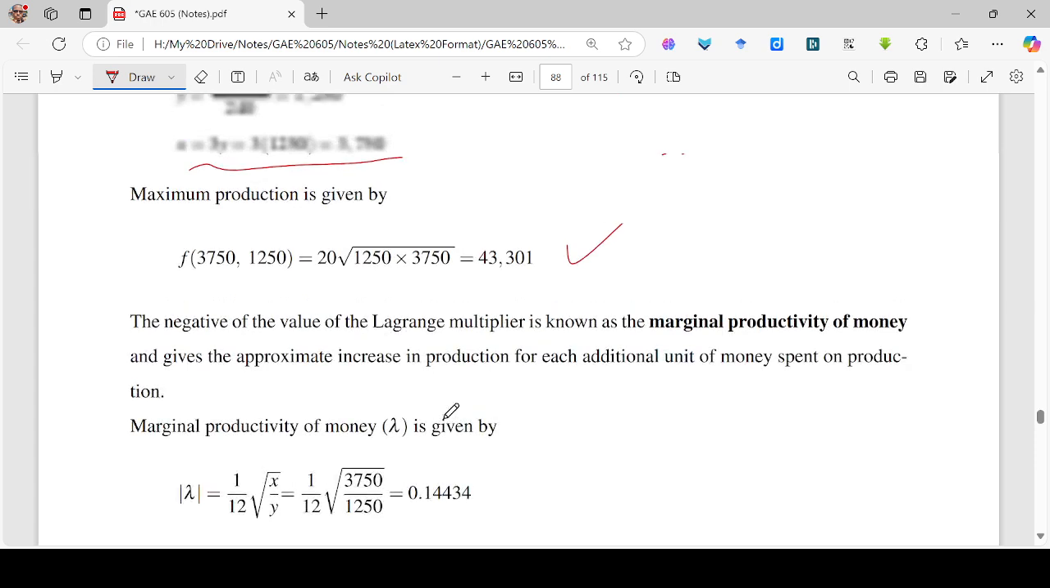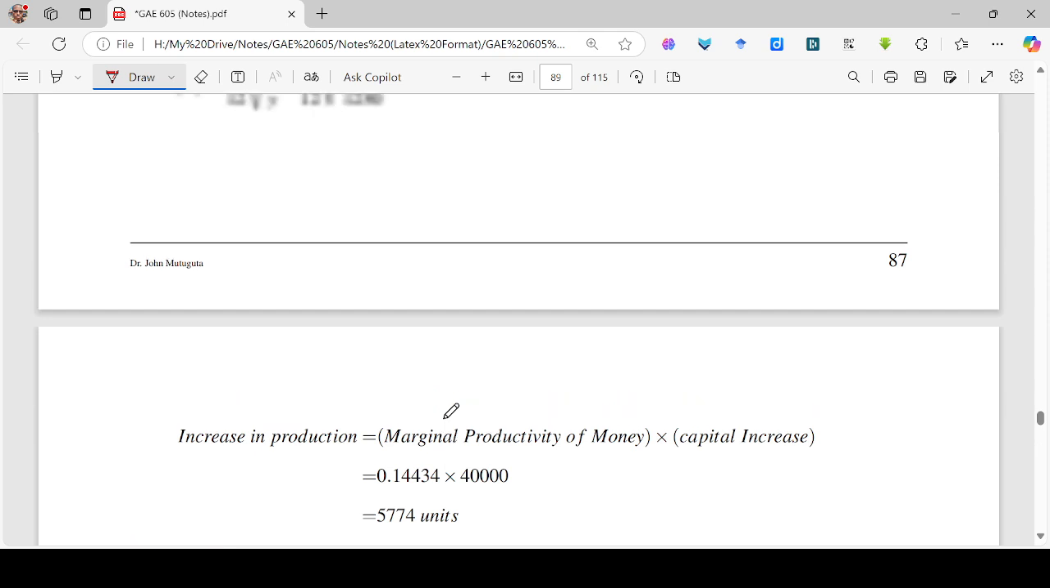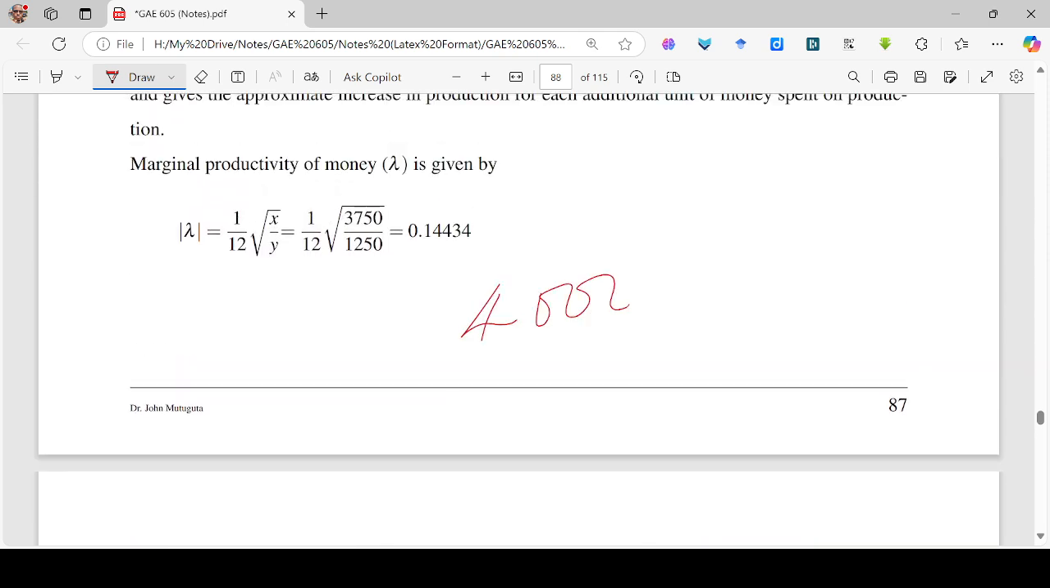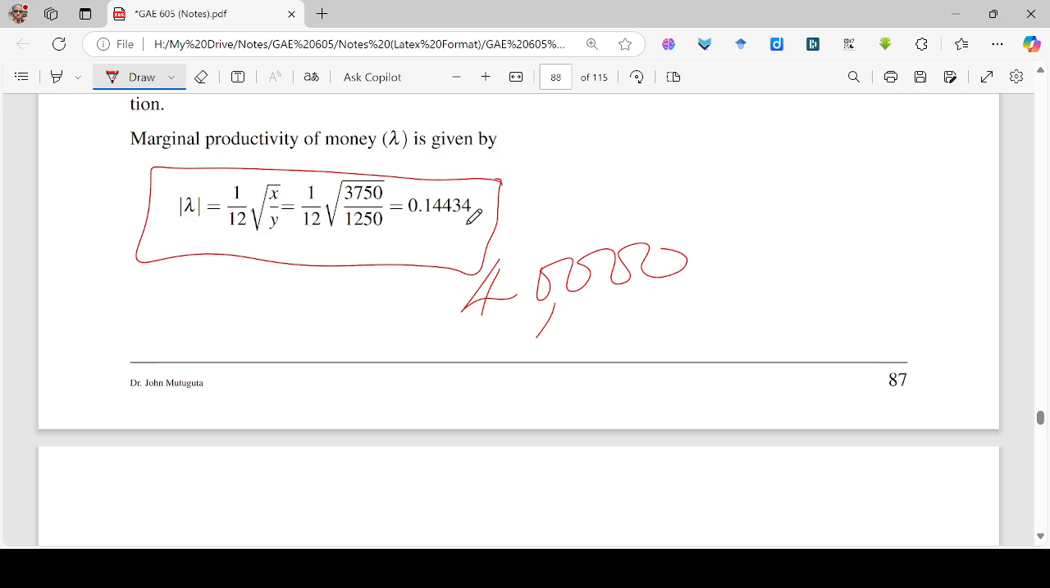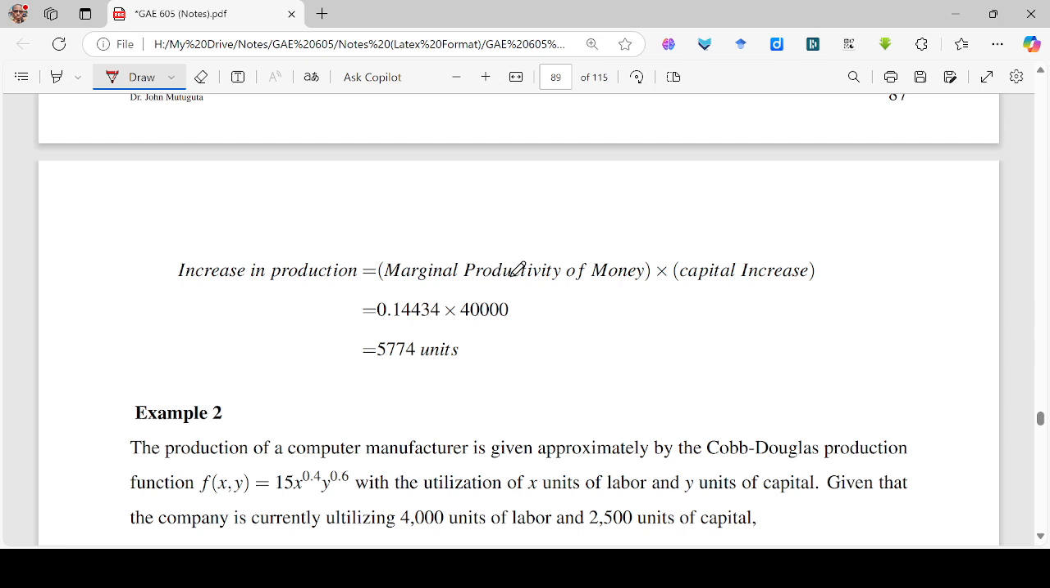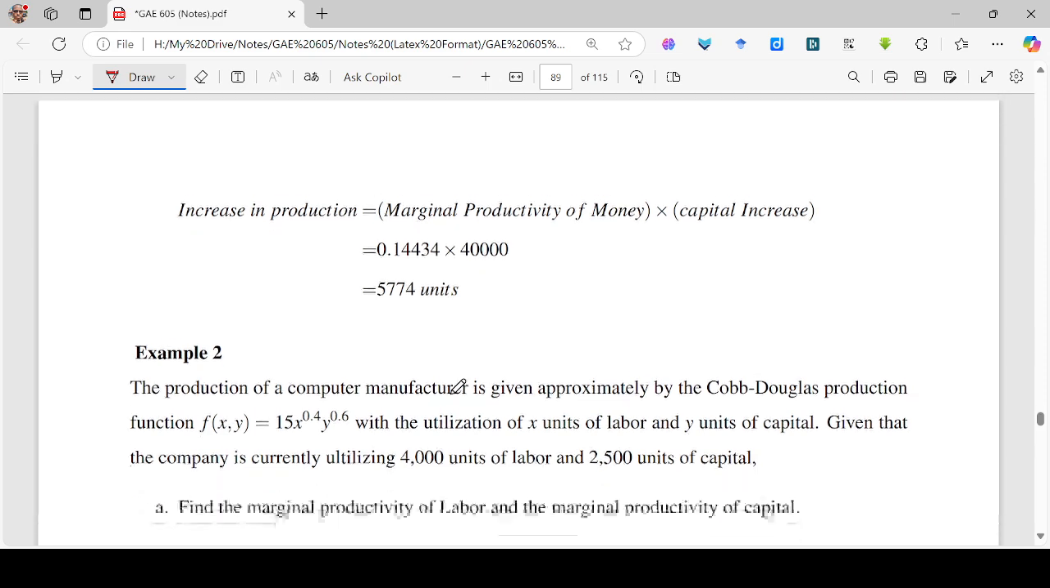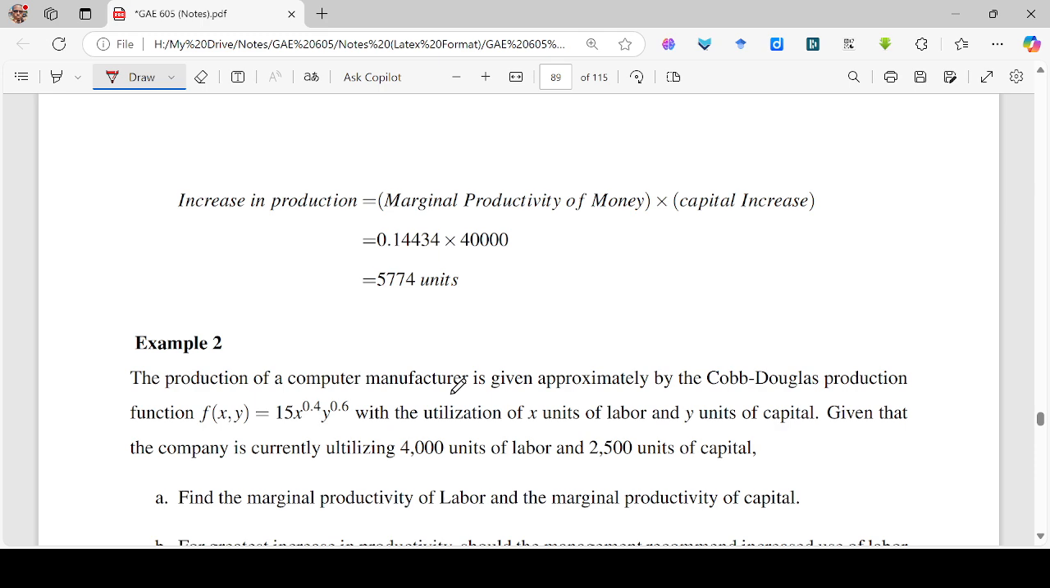So if for example, in this question, you are told that an additional capital of 40,000 becomes available, each unit of money spent will increase production by this factor. So if we want to determine the increase in production, we just multiply the amount of capital being added by the marginal productivity of money. So increase in production is equal to the marginal productivity of money times the capital increase. In this case, we get 5,774 units. So basically that is how we can determine that.